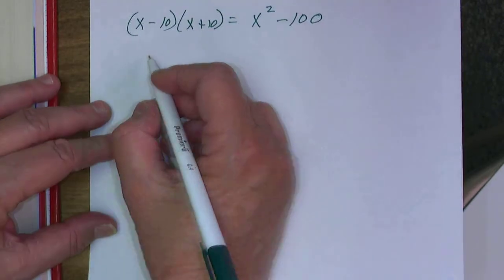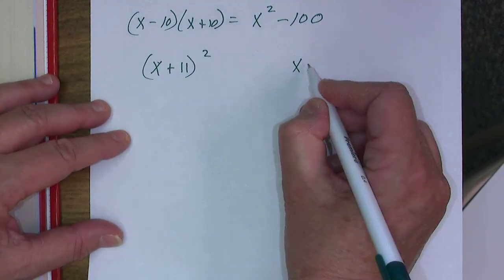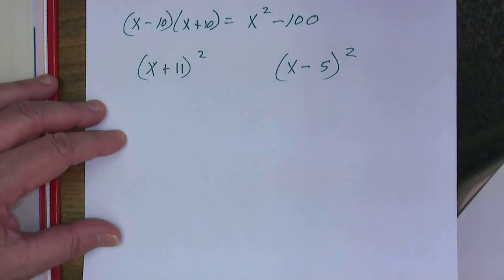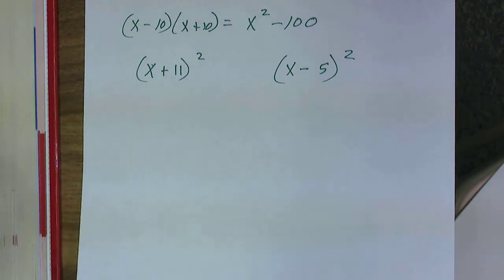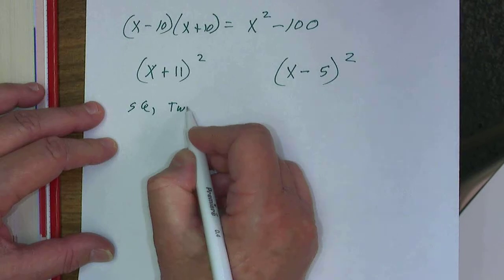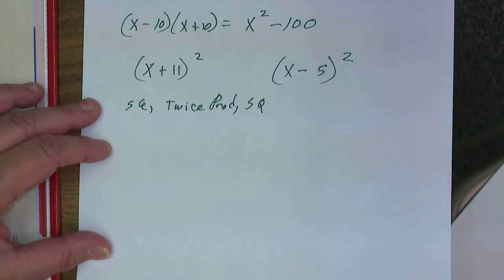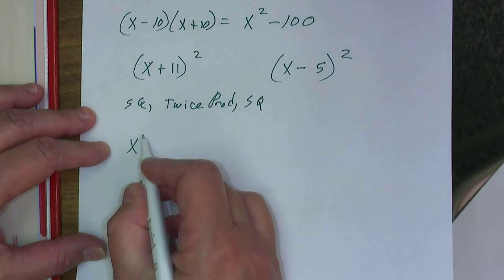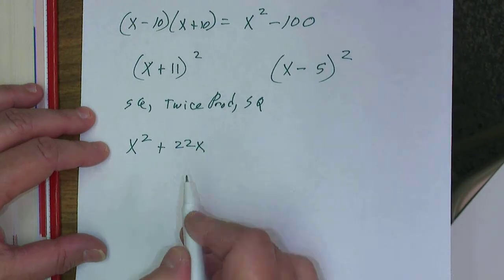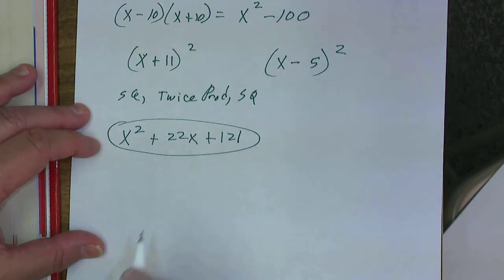The other one in 9.3 is the square. We'll do a plus and a minus, x minus 5 squared. Remember, you could set this up and do it by FOIL, but it's basically square, twice product, square. This is a little shorthand way to do it. So you square the first thing, that's x squared, multiply them and double it. 11x becomes 22x, and then the square of the last one. That's what you would get.